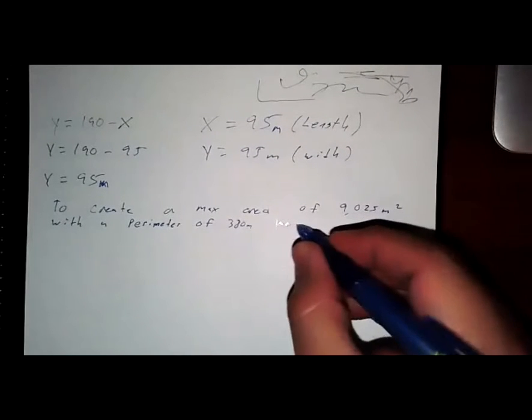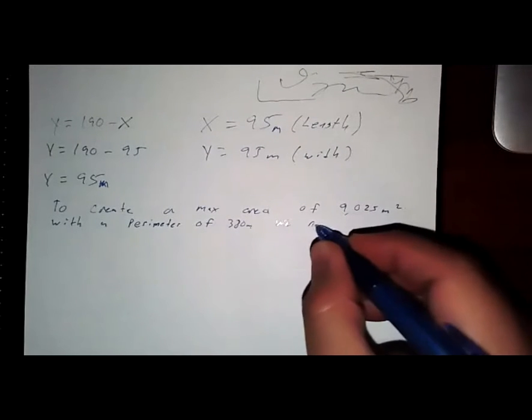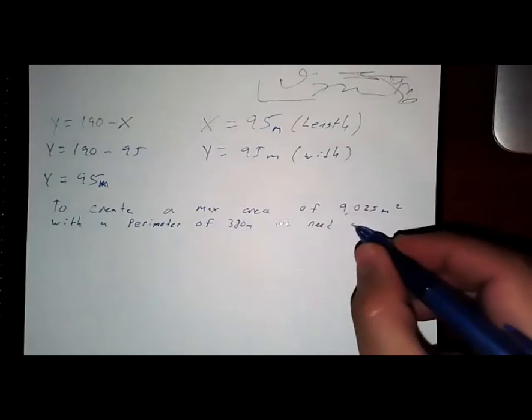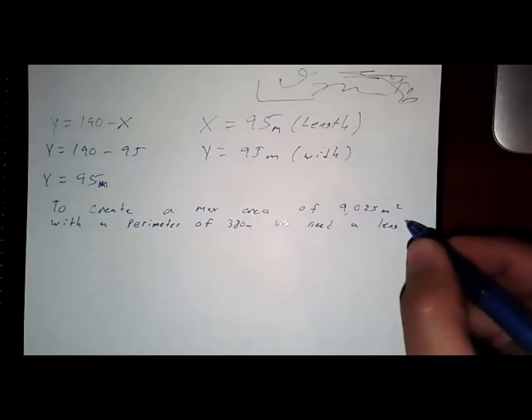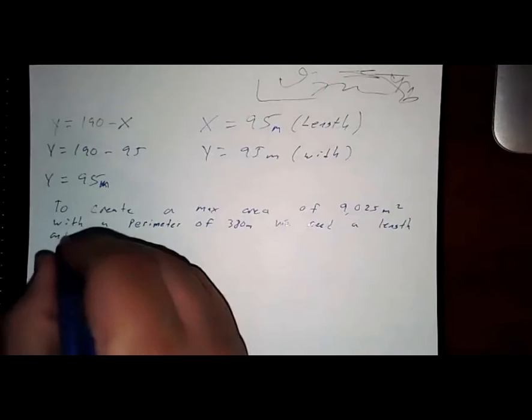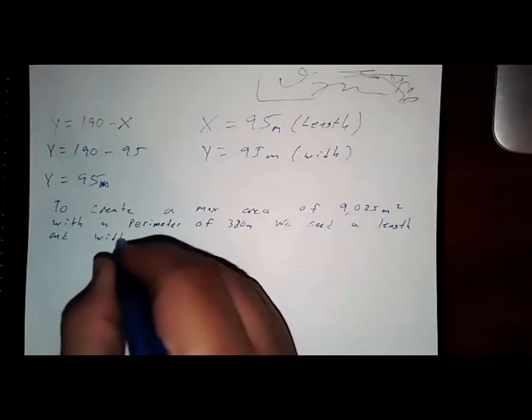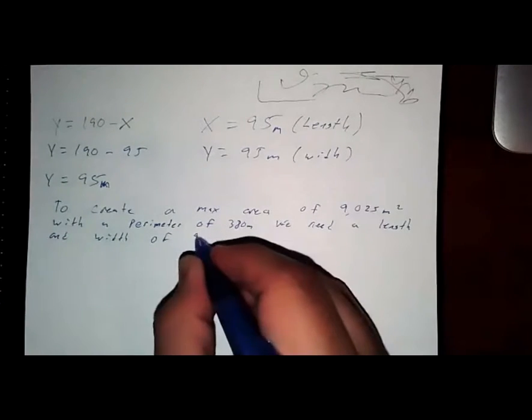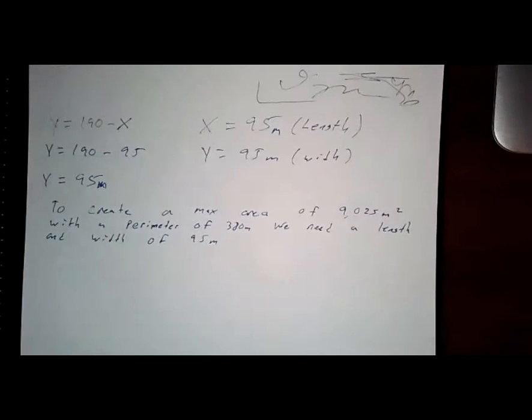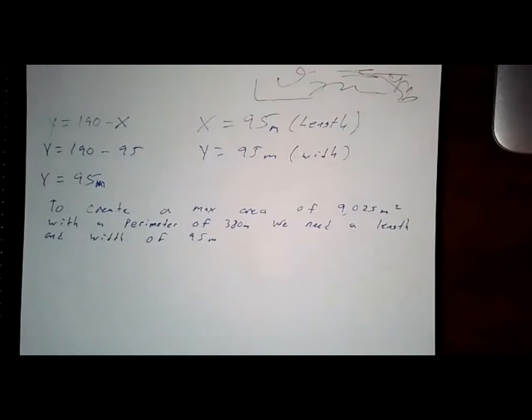We need a length and width of 95 meters. And they didn't ask for that explanation at the end, but just to put it all together in our heads, what was going on, and that's what happened.